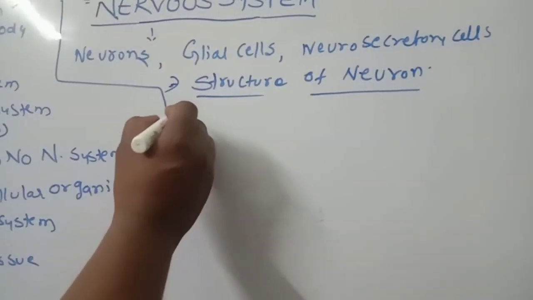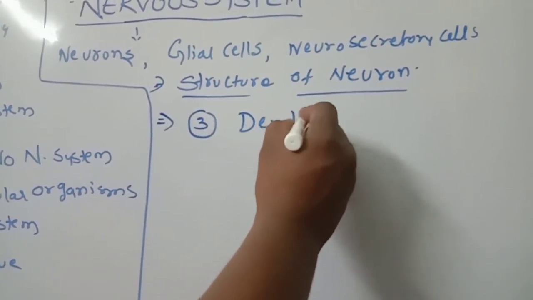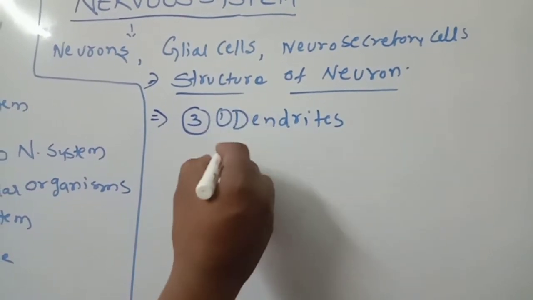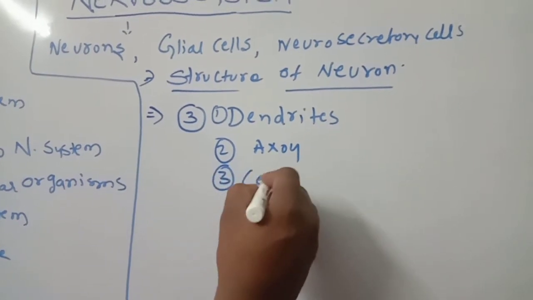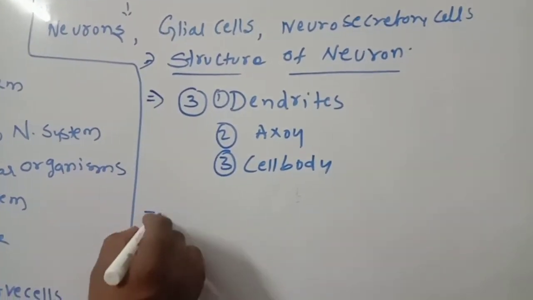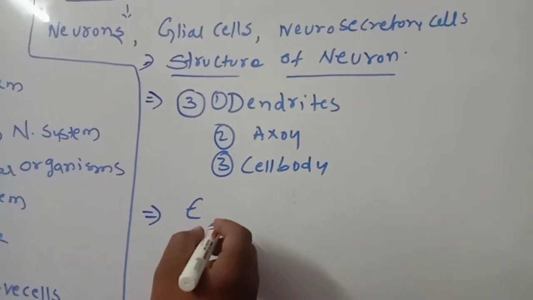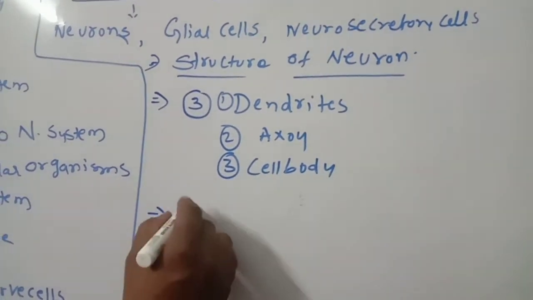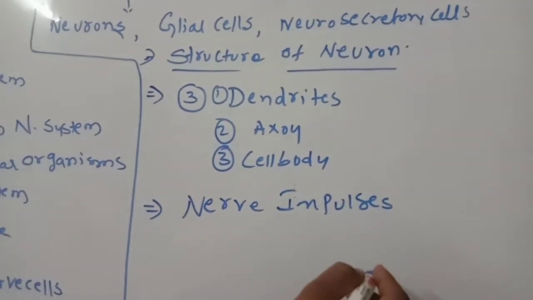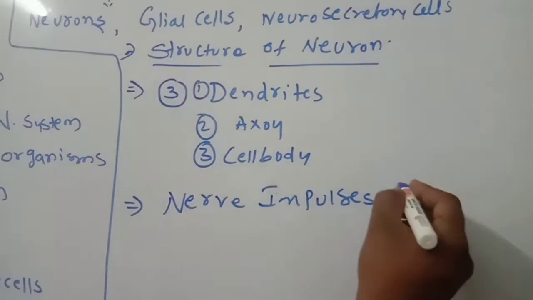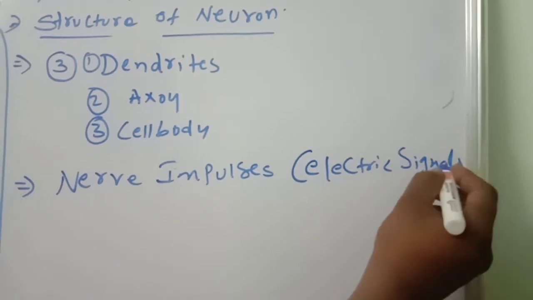The structure of a neuron consists of three parts. What are those? Dendrites, number one. Axon, number two. Cell body, number three. So what will neurons do? Mainly, what is the function of neurons? They carry nerve impulses, which are also called electric signals. These points you should have to cover.